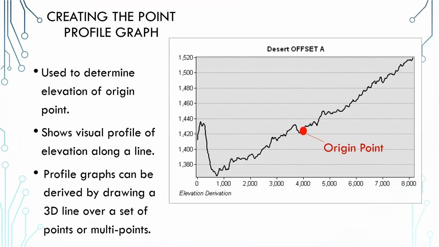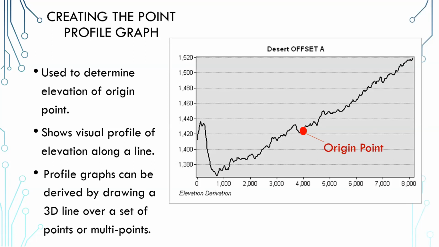So moving on, creating the point profile graph. To determine the elevation of the origin point, a point elevation profile was created by creating additional points in the attribute table and placing them as a layer over the elevation data, then utilizing the interpolate line function in the 3D Analyst tool set. An elevation profile or point profile graph was derived in meters for the offset A or point of origin. The profile graph tools on the 3D Analyst interactive toolbar are used to derive a graphic representation of one or many profiles.